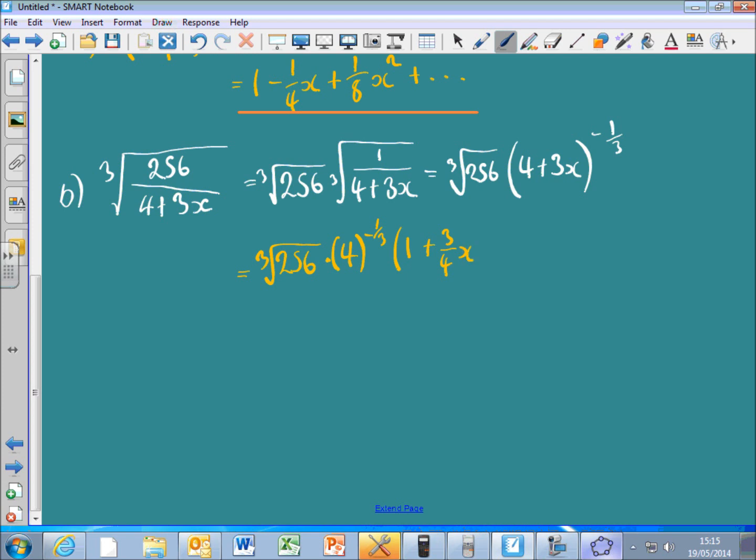Can you see that? Because it's just like what I did with the surds. Because they have the same power, it means I can move them in. So I have to take 4 to the power of minus a third out. Okay? Everyone happy with that? Okay. So this 1 plus 3 over 4x to the power of minus a third, I know what that is. I've done that. Let's just try and work out what this bit in front is.